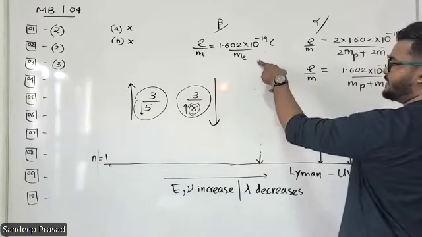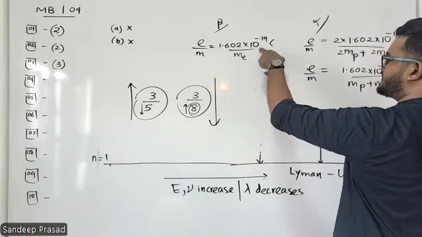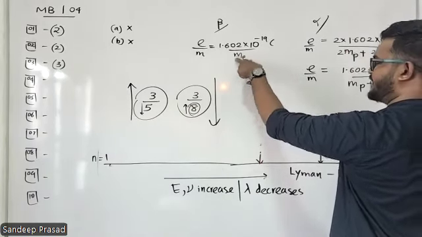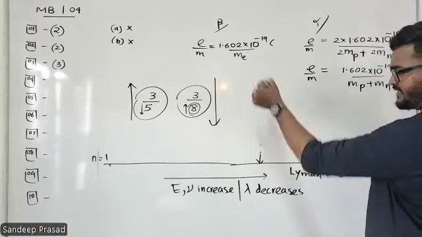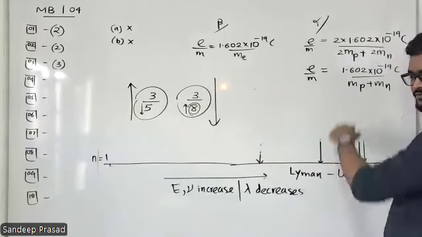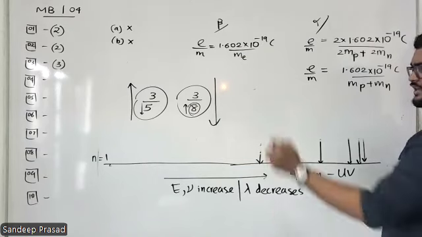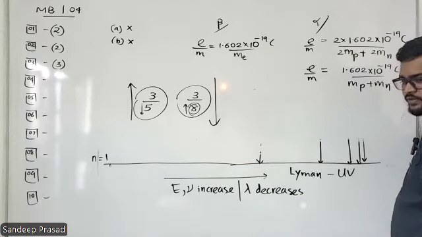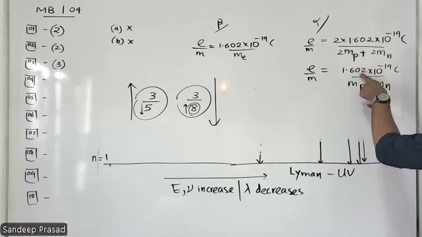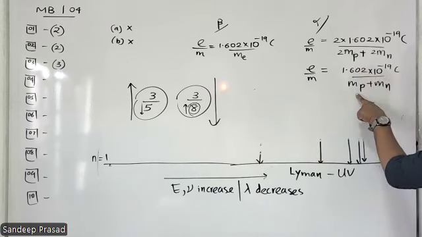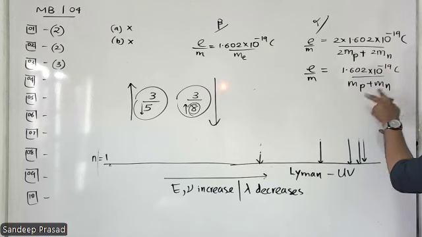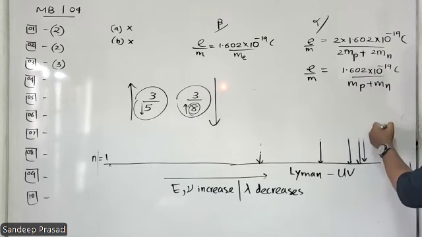Now, for the beta particle, we have 1.602 × 10 to the power minus 19 divided by the mass of the electron. The mass of the electron is negligible compared to the mass of a proton and neutron: 9.107 × 10 to the power minus 31 kilogram. Here the numerator is the same, 1.602 × 10 to the power minus 19 coulomb, over the mass of a proton and mass of a neutron, both together. Then here the denominator is larger.